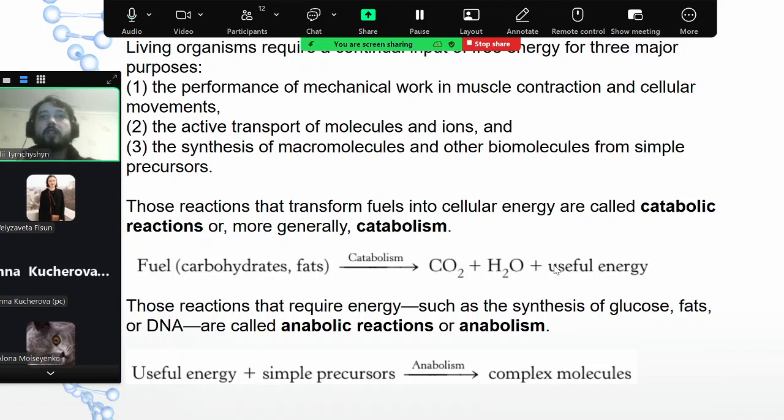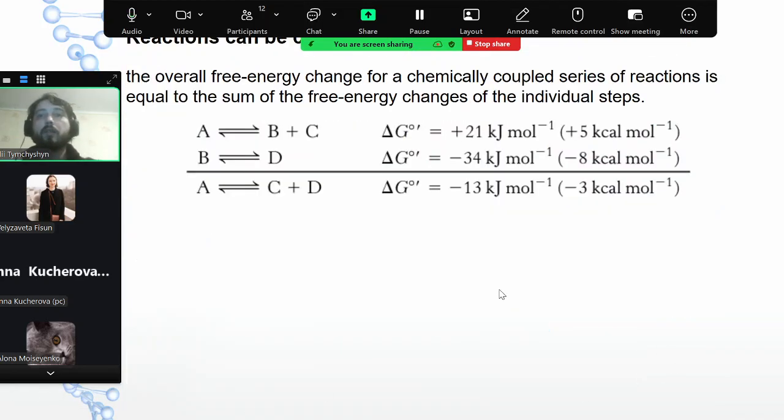The reactions that require energy, such as synthesis of glucose, fats, or DNA, are called anabolic reactions or anabolism. So we have some useful energy, we have simple precursors, and we construct some more complex molecules. Okay, what's the problem with constructing new molecules?